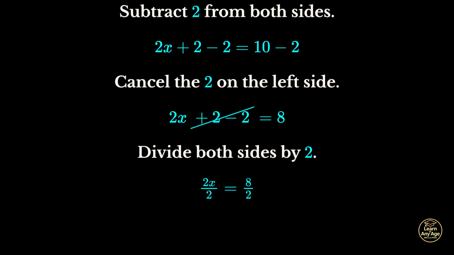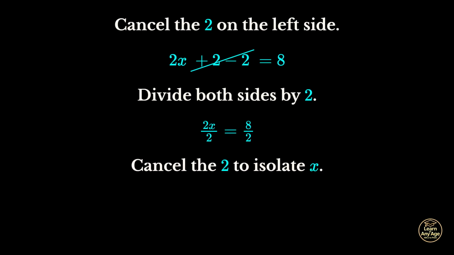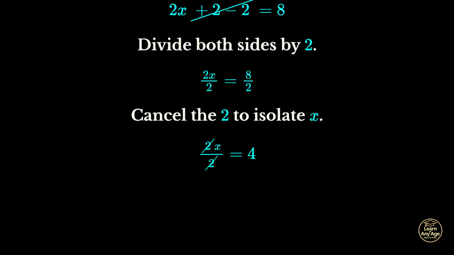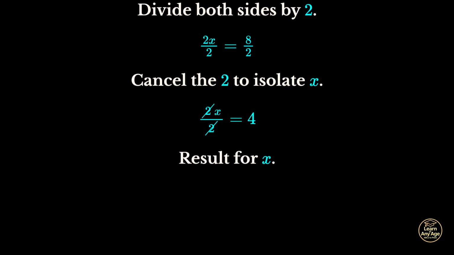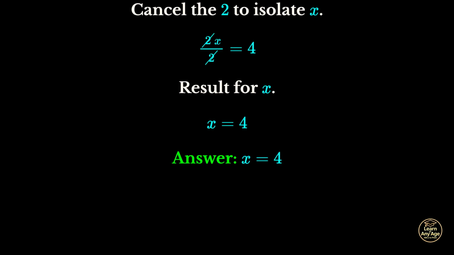Divide both sides by 2. 2x over 2 equals 8 over 2. Cancel the 2 to isolate x. 2 cancelled out, x over 2 cancelled out. Equals 4. Result for x. x equals 4. Answer, x equals 4.